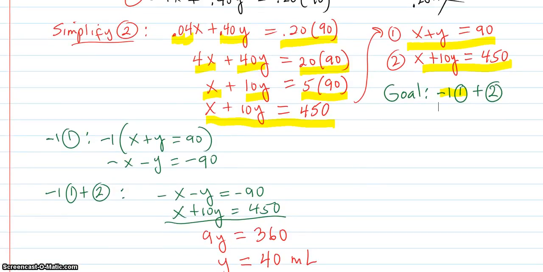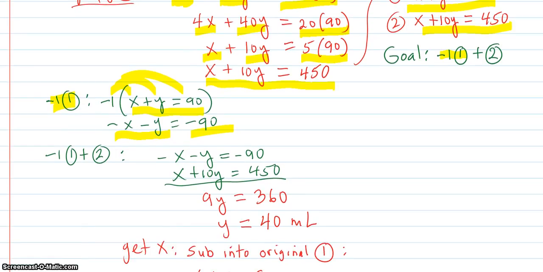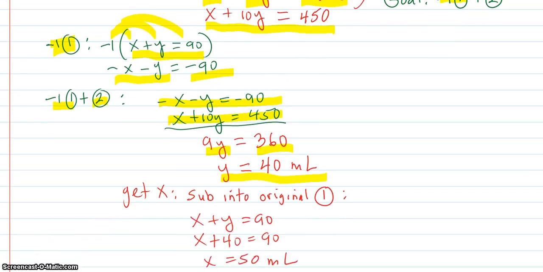So just accomplishing that, -1 times equation 1, distributes out the negative, and you get -x minus y equals -90. And then accomplishing the goal of -1 times equation 1 plus equation 2. Here's -1 times equation 1. Here's equation 2. Add them straight down. The x's cancel out. 10y minus y is 9y. 450 minus 90 is 360. Divide both sides by 9. Y equals 40 milliliters.